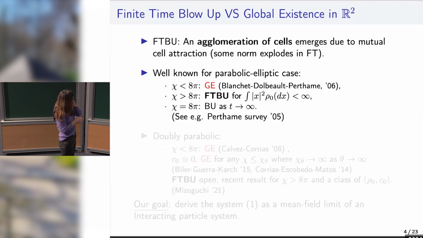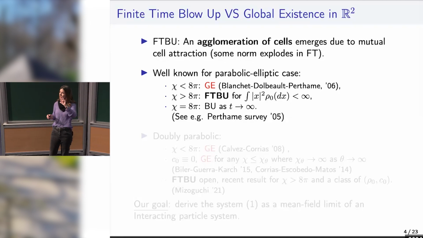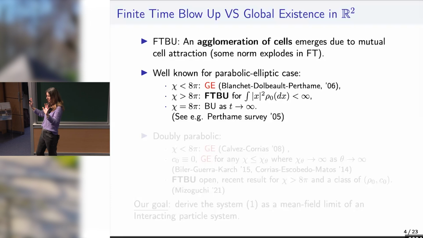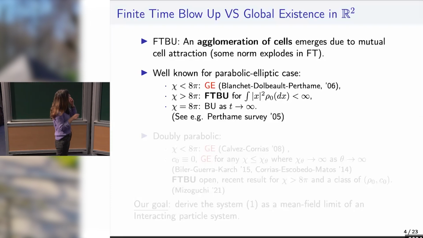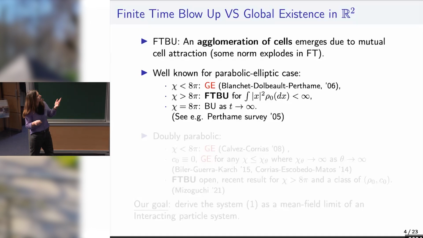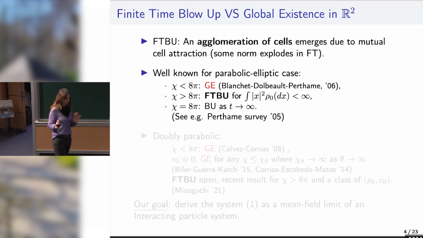And in the case where you can decouple, so when theta is 0, so when you're in the elliptic case, where you can really decouple and write only one equation, then this is very well understood. And basically, you have this threshold, it's very famous, 8 pi. And it basically tells you that, OK, you have to have some good initial data.